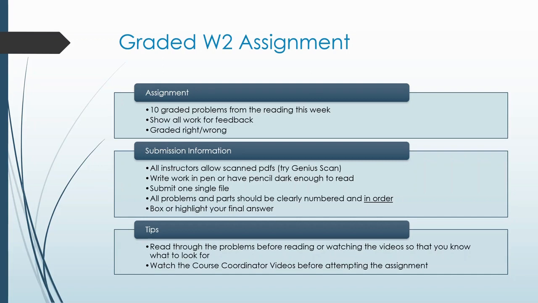So all of the instructors this term allow you to have scanned PDFs of work. So if you don't have access to a scanner, you can use your phone. There's a phone app called Genius Scan, and you can use that to scan your work. When you do, if you're going to handwrite it, make sure that it is in pen, or if you're using pencil, it's dark enough so that you can read. And try to submit a single file. So if you have multiple pages, you're going to have to combine those into a single PDF. And that is possible with Genius Scan. There are also websites online that allow you to do that.